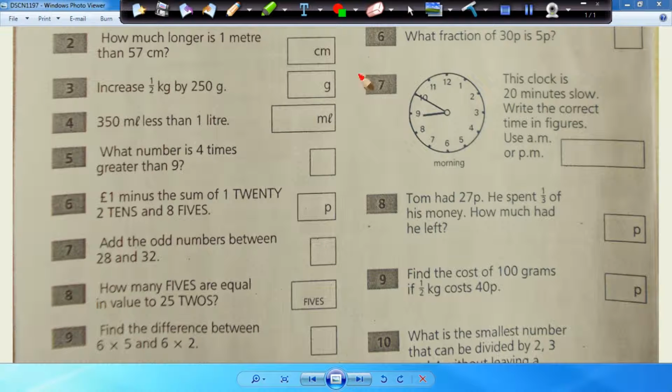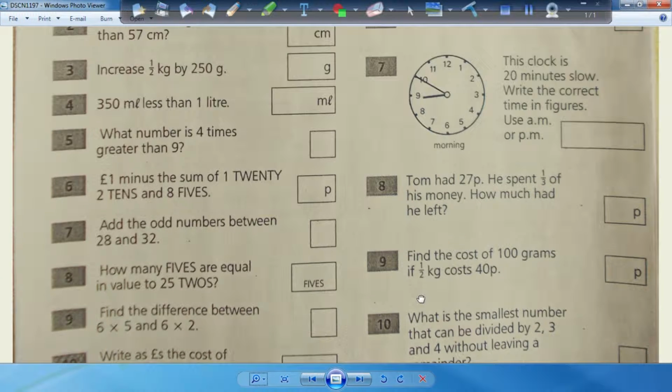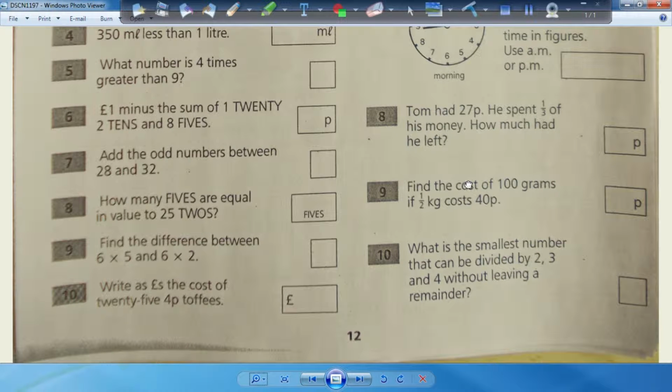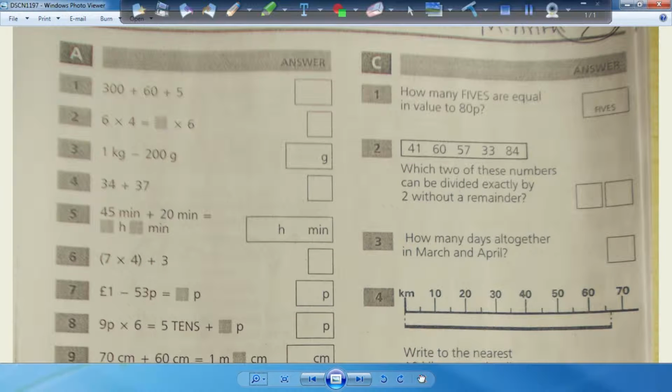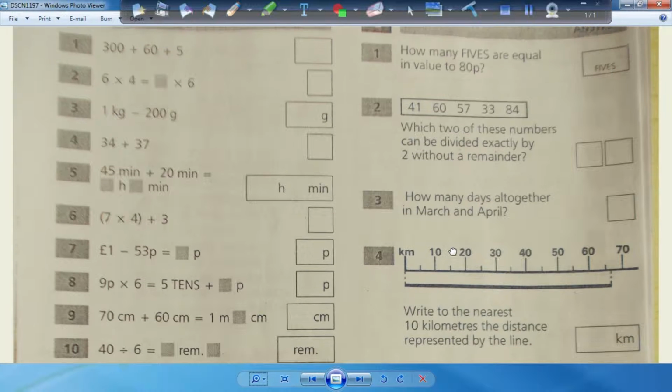Remember, we're only doing selected questions, the ones which I think you'll have the most benefit from. Okay, here we go.